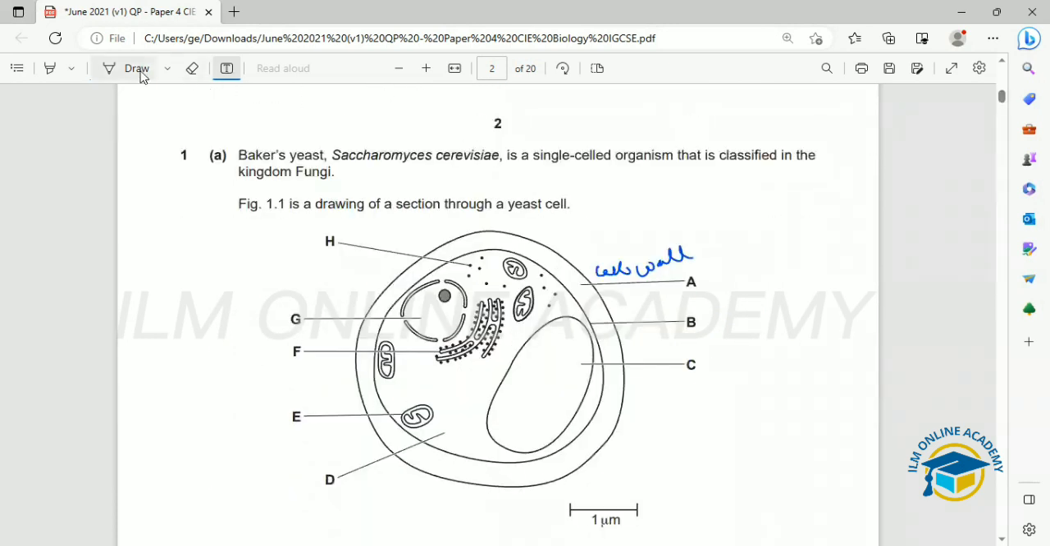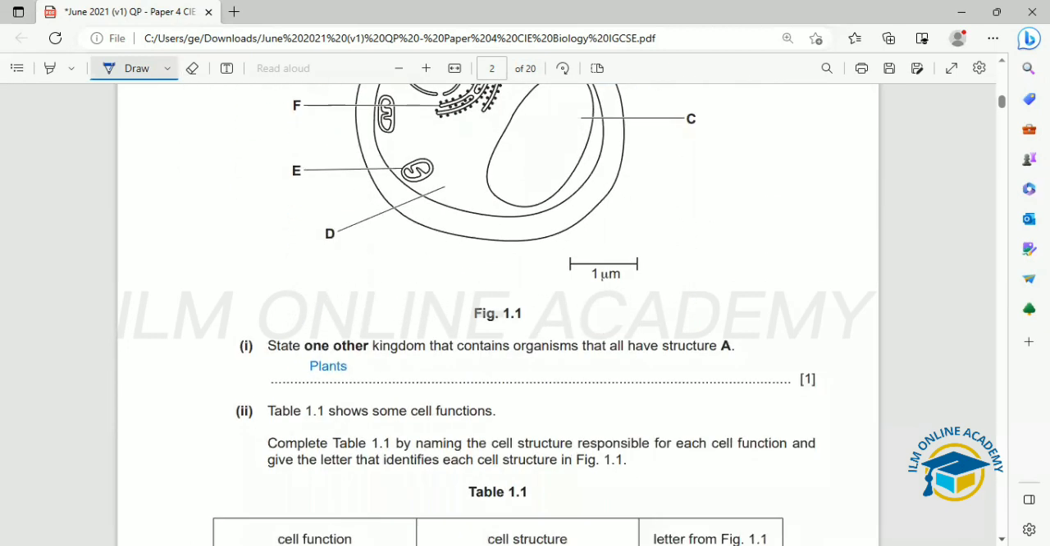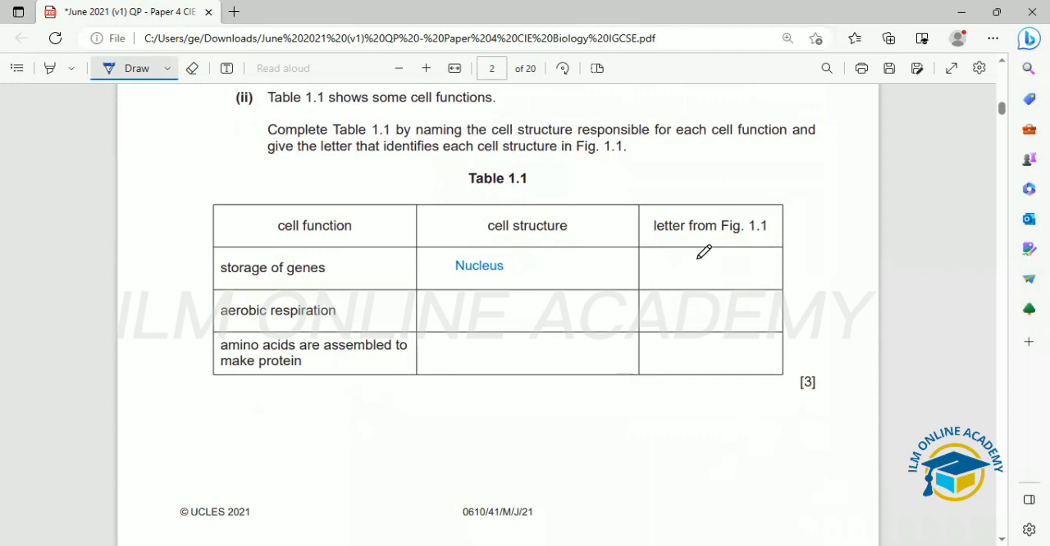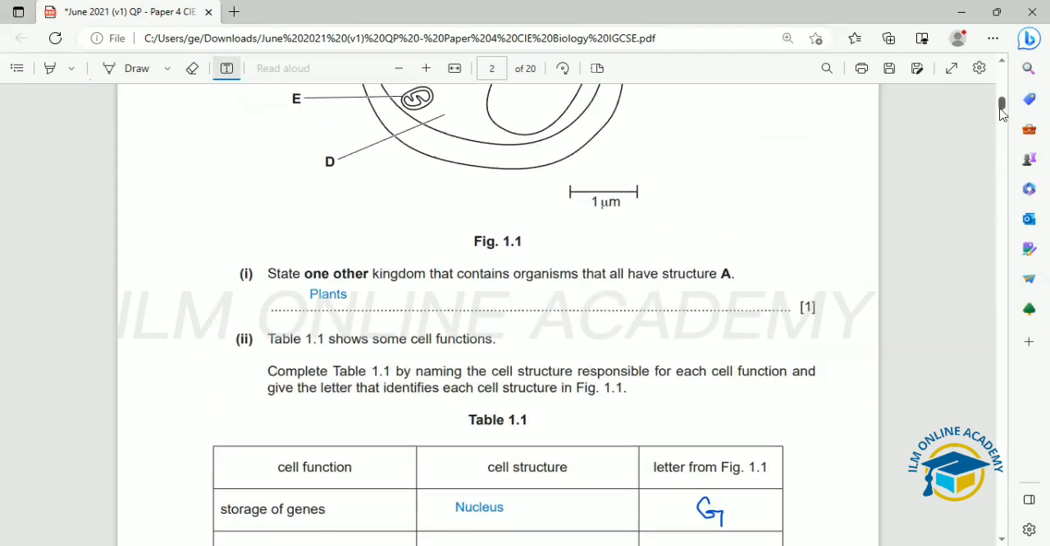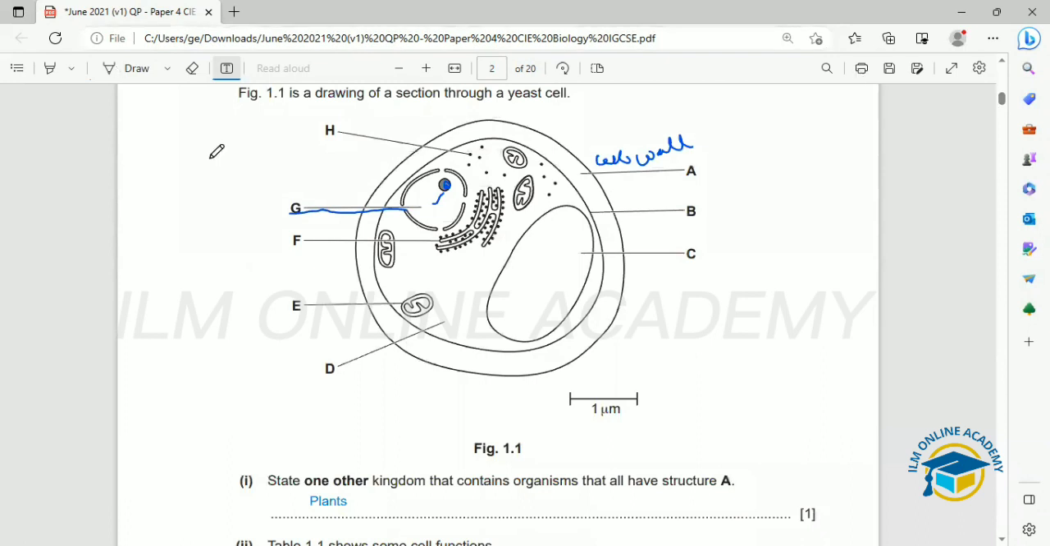So it would be, okay, it's G. So the letter is G. Then aerobic respiration and the cellular structure. Aerobic respiration of yeast takes place in mitochondria. Aerobic respiration takes place in the presence of oxygen. And the letter that represents mitochondria here is E.